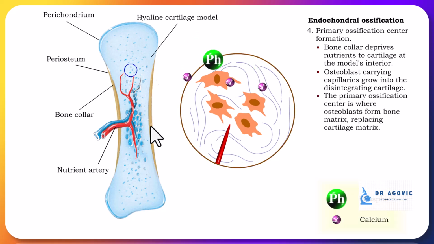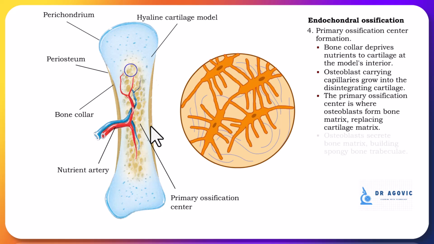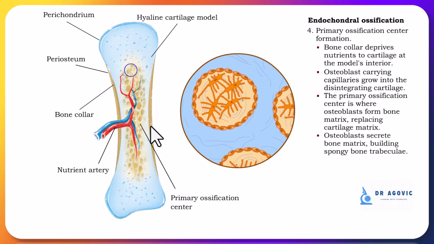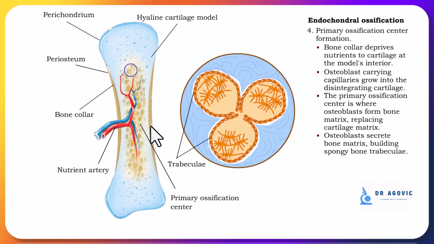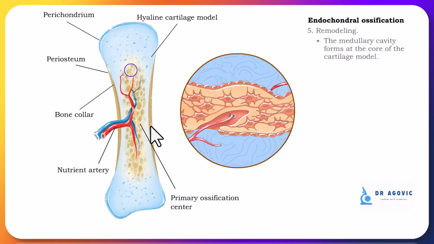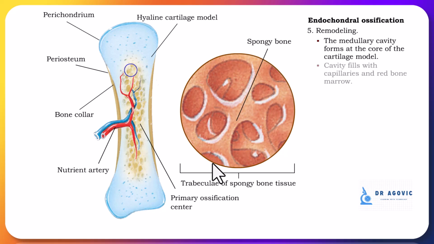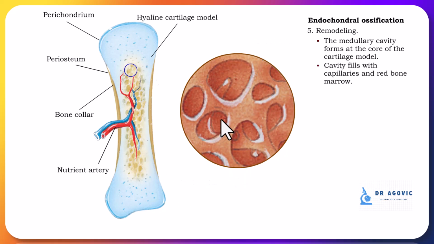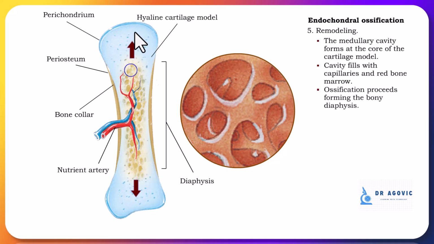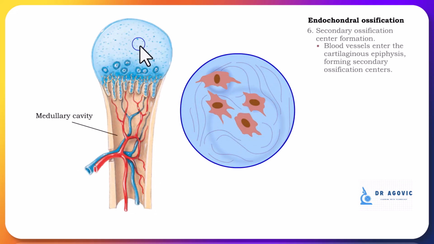Capillaries grow into the disintegrating cartilage, delivering osteoblasts. The new growth forms the primary ossification center, an area where bone tissue will replace most of the cartilage. Osteoblasts deposit bone matrix, building spongy bone trabeculae. The growing model is gradually remodeled, but the cavity is filled with capillaries and red bone marrow. Ossification proceeds, forming the main portion of the bone known as the diaphysis.